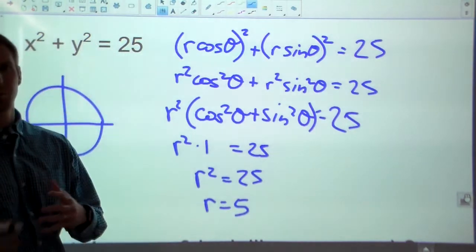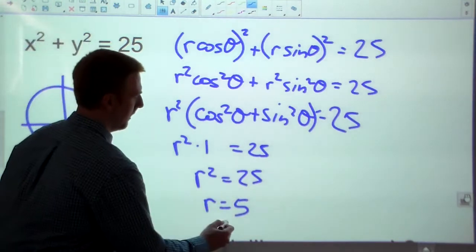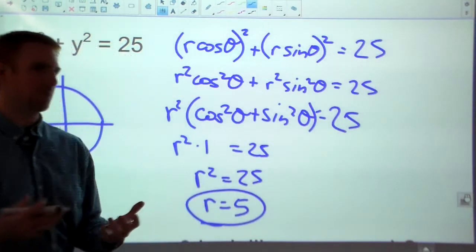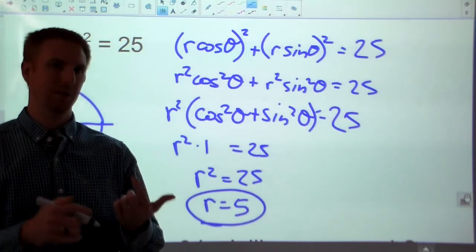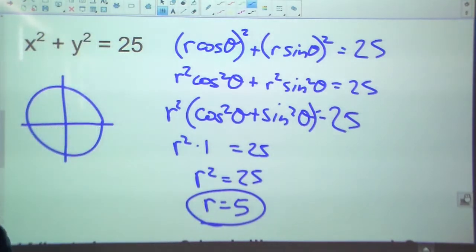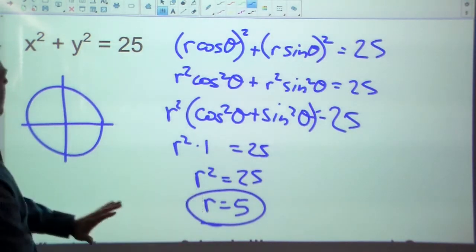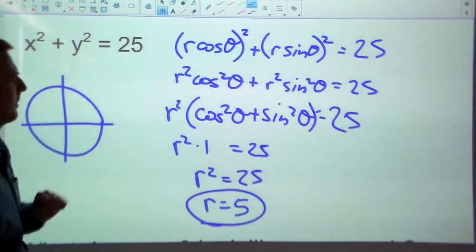Technically plus or minus, it really won't matter here, but usually we just take the principal root and say r equals 5. Again, you could graph r equals negative 5, and it would just graph the circle backwards, but it'd be a circle. So that's fine too if you want to do that. So that's our final result. R equals 5, way simpler than our function mode, less pieces going on.